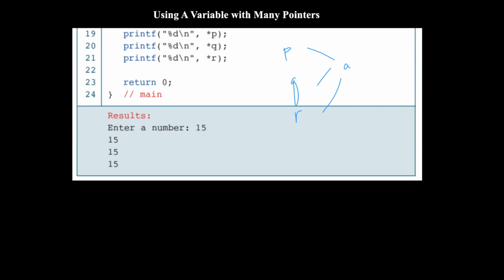So if we dereference p, we get back a, which is 15, assuming a is 15. If we dereference q, we get back 15, which is what a is. If we dereference r, we get back the same value as where r is pointing to, which is a here. So this illustrates the use of many pointers pointing to a variable.